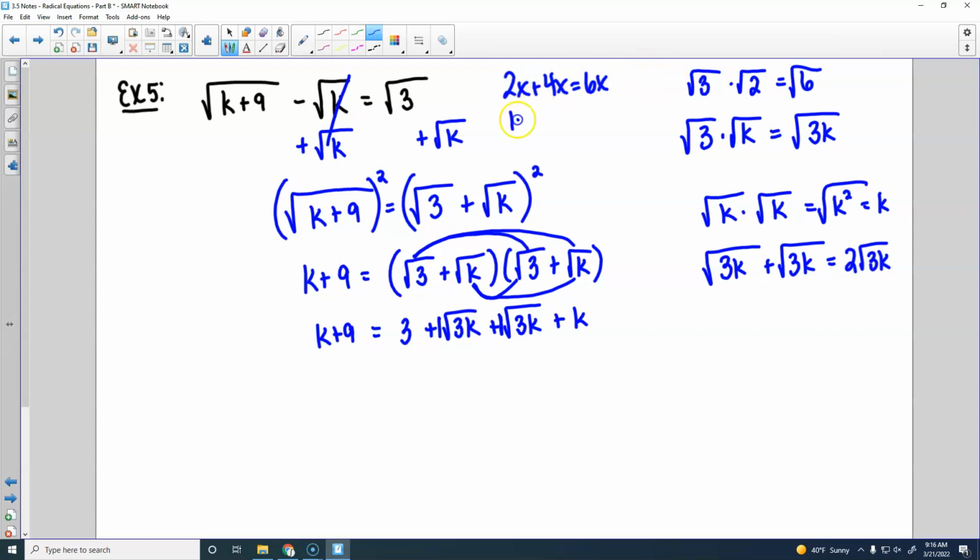So here when I'm doing 1 square root of 3k plus 1 square root of 3k, I add those coefficients, the ones that are out here, but I leave what's underneath the exact same. I don't change anything about it. So it's different than our multiplying, which mixes students up a lot of times. So I got 2 square root of 3k, and I'm going to subtract that 3 to get rid of it, and subtract that k to get rid of it. And so I've got 6 equals 2 square root of 3k.